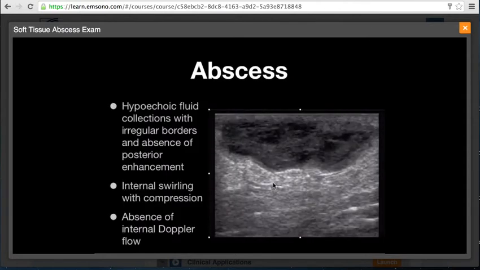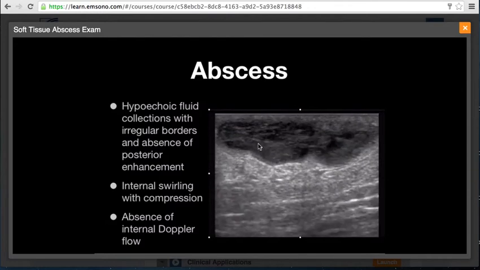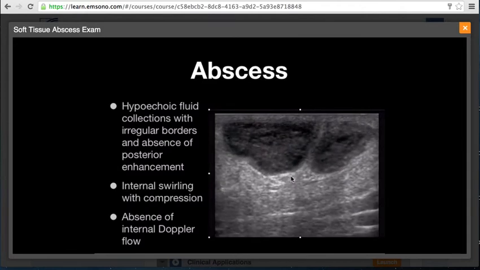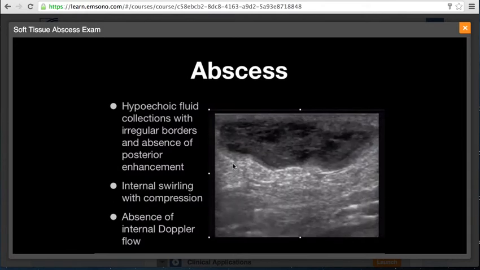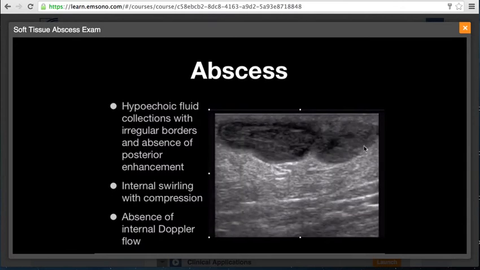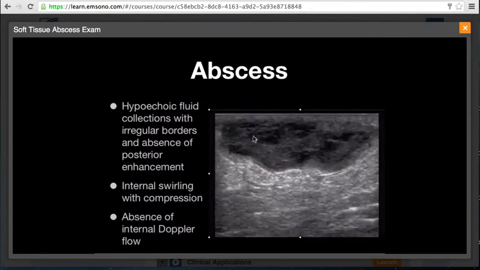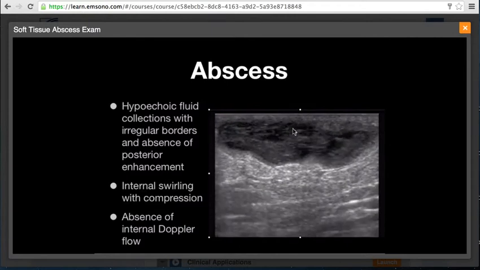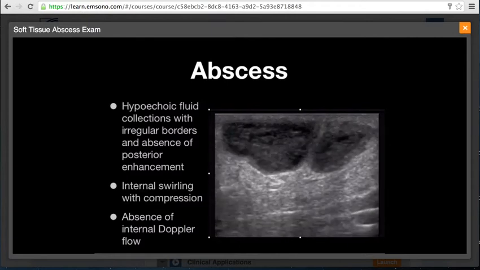Here's a patient with an abscess cavity. Note the hypoechoic fluid collection. There's some echogenic debris in there. Note the absence of posterior enhancement. This does not meet criteria of a simple cyst. Note that the shape of it is irregular. It's not oval or perfectly round. Note that with transducer compression there is internal swirling of the contents. These are all the grayscale findings of an abscess.